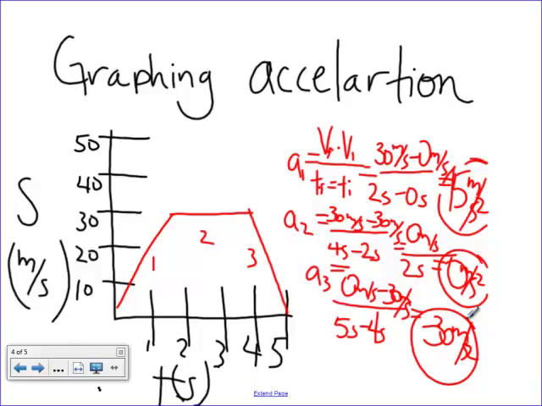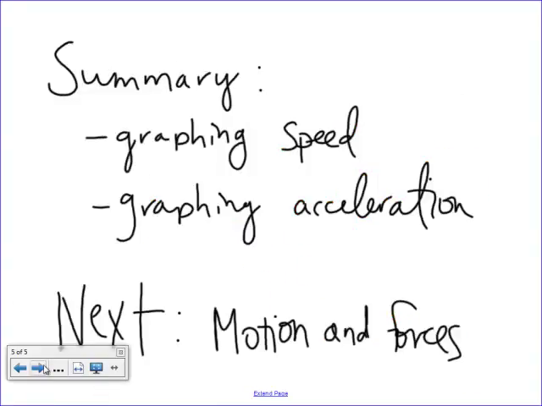So, we will now summarize what we talked about. We talked about graphing speed, and with graphing speed, again, the slope of the line is the speed, because on the horizontal x-axis I have time, and on the vertical y-axis I have distance. I find my distance divided by time, and I get my slope of the line for speed.